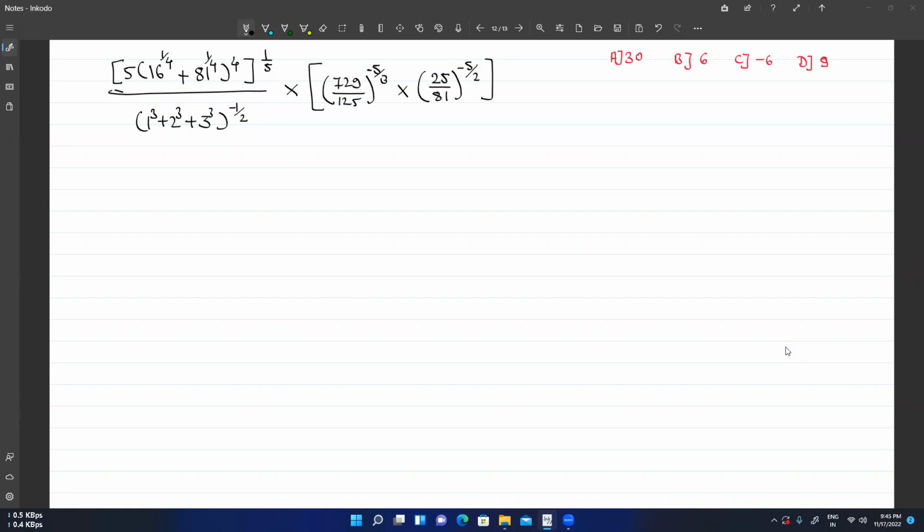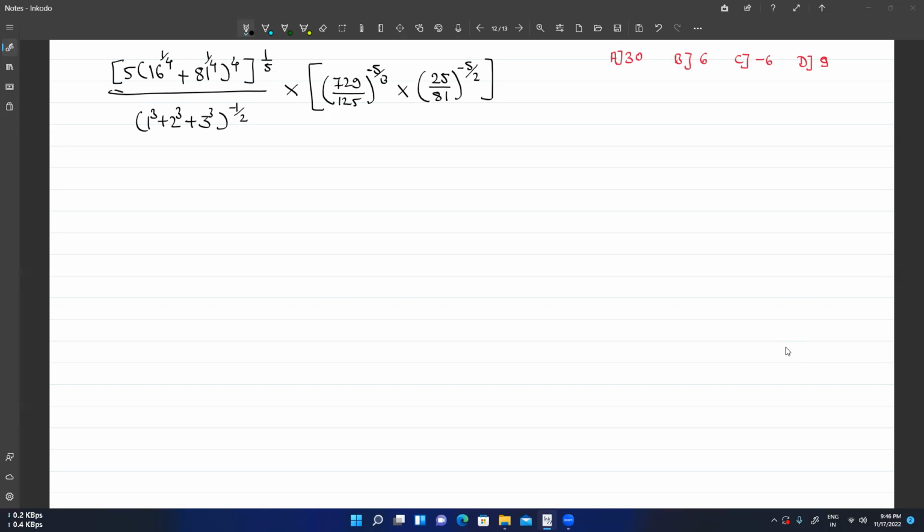In square bracket, we have 5 in bracket, 16 raised to 1 by 4 plus 81 raised to 1 by 4, bracket close, raised to 4, square bracket close, raised to 1 by 5, whole divided by in bracket, 1's cube plus 2's cube plus 3's cube, bracket close, raised to minus 1 over 2, times in square bracket, again in bracket 729 over 125 raised to minus 5 over 3, times in bracket 25 over 81, whole bracket raised to minus 5 over 2.